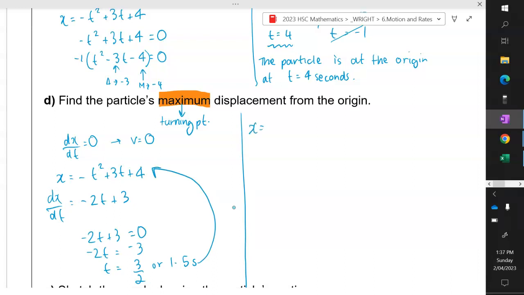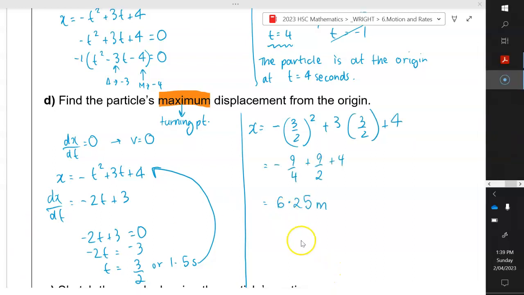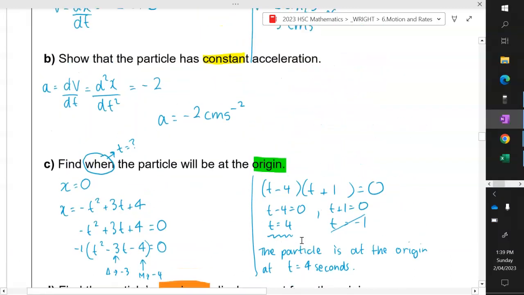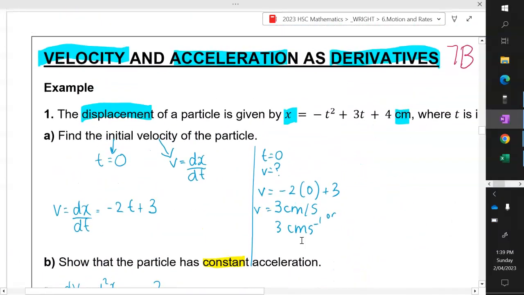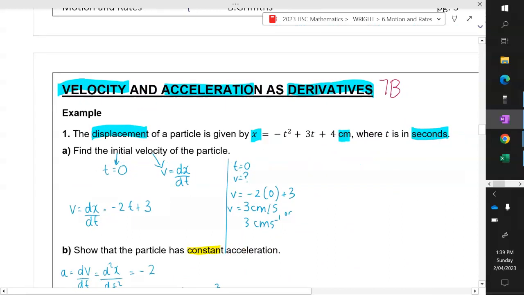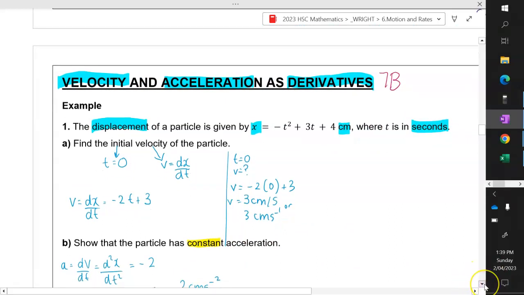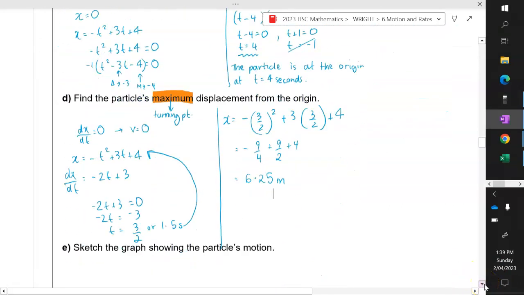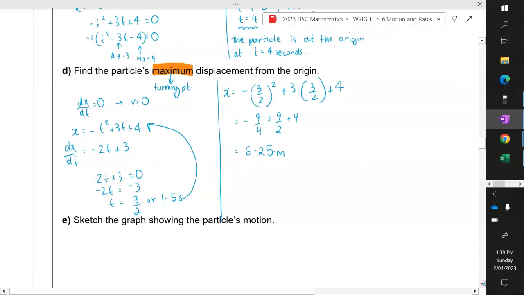So our x will become minus (3 over 2) squared plus 3 lots of 3 over 2 plus 4. So pop that in your calculator, and this will give us 6.25. Our units were centimetres. I've put metres down there, but we actually want centimetres, so I'll fix that one up for us. 6.25 centimetres, and let's write that as a sentence.